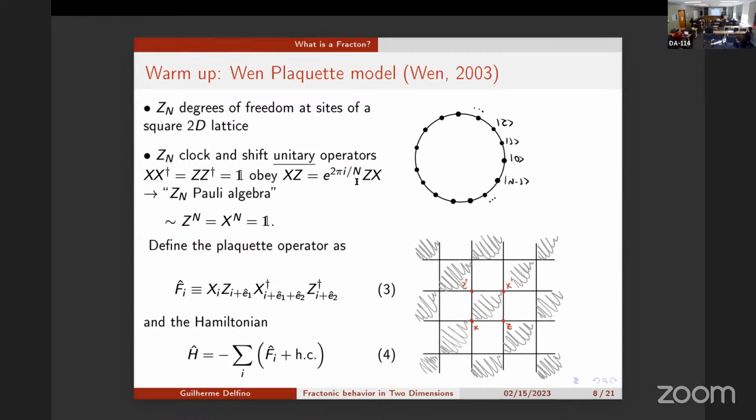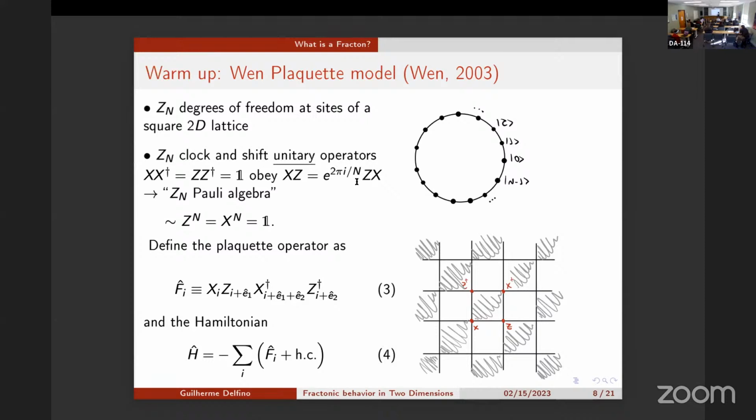The first thing is that the Wen plaquette model is defined in terms of Zn degrees of freedom. Instead of spin 1/2 on every site, with a local Hilbert space of dimension 2, you have a local Hilbert space of dimension n. We think of operators acting on this Hilbert space as coming from the generalized Zn Pauli algebra, where now we have these unitary operators X and Z, which are the generalization of the Pauli sigma matrices. When they anti-commute, they do not just pick up a minus sign as in the n equals 2 case. They pick up a phase, which is one of the roots of unity.